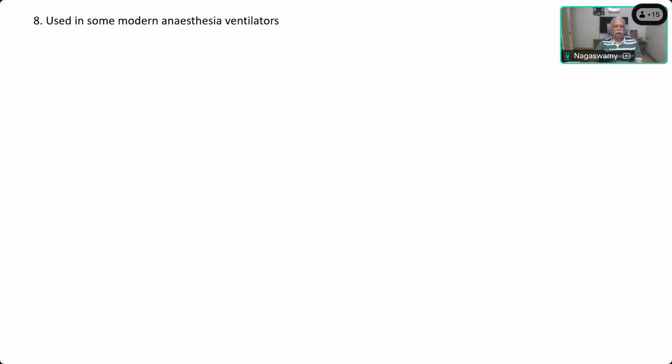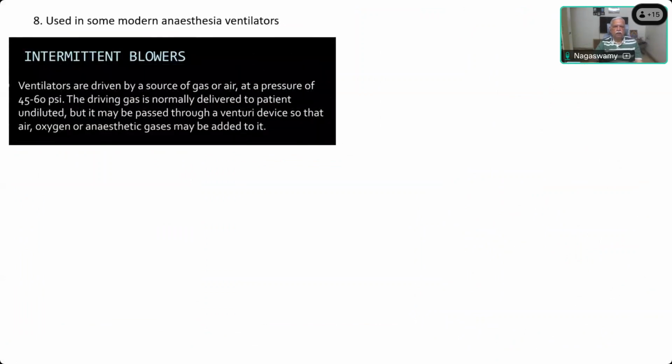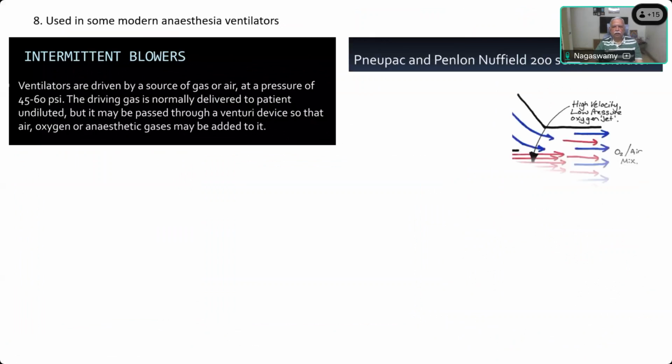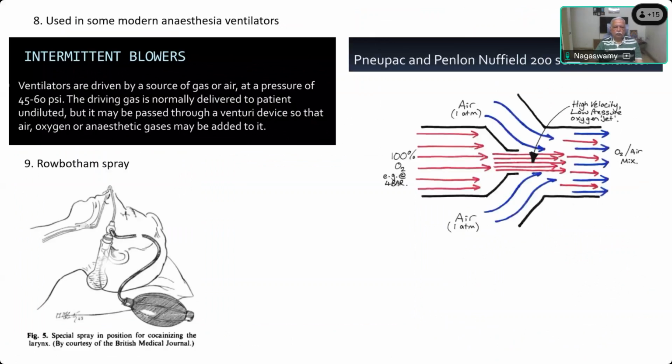And the eighth is modern anesthesia ventilators. It is used as an intermittent blower, and examples of that are the Pneumopac and Penlon Nuffield ventilators. Again, this is the mechanism.